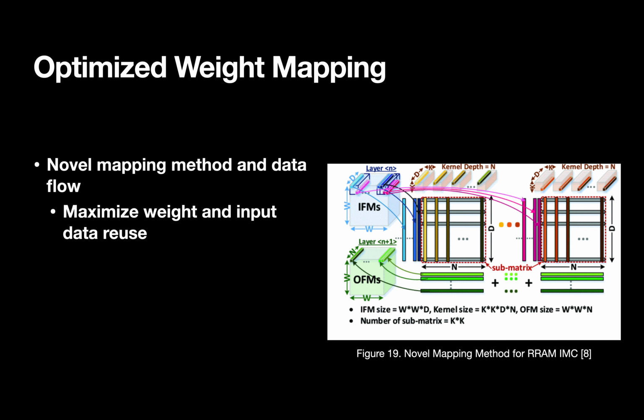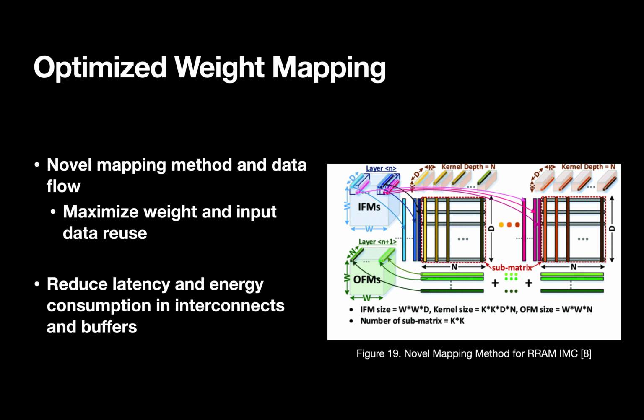An 8-bit RRAM-based in-memory computing architecture was also proposed, which is based on a novel mapping method that can maximize weight and input data reuse. NeuroSim was used to estimate the area, latency, and energy, which showed at least 65% savings of latency and energy in interconnect and buffers. And this novel mapping and data flow achieve an overall 2 times speedup and approximately 17% improvement in energy conservation.